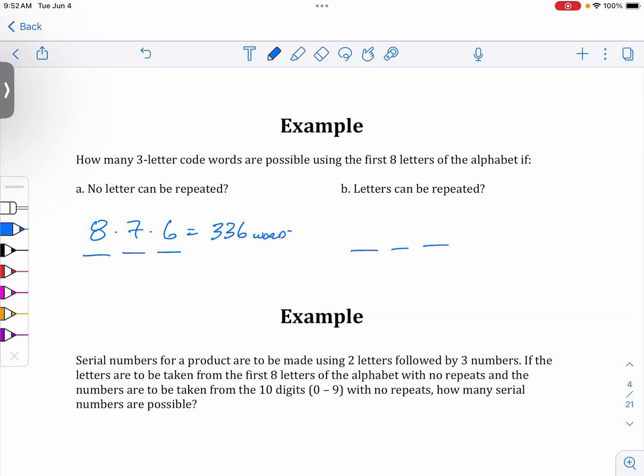So 336 words. If letters can be repeated, that means I have 8 letters, and I can repeat, which means I have 8 letters, and then, oh look, 8 letters, which is the equivalent of what we're calling the power rule, 8 cubed. 512 words.